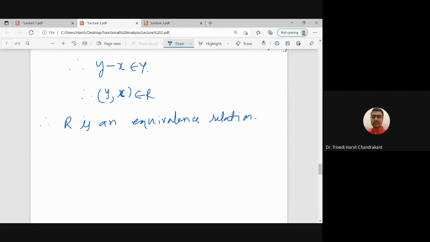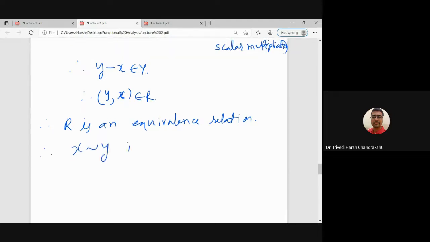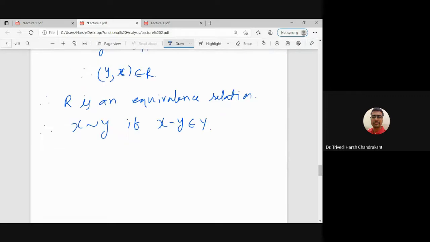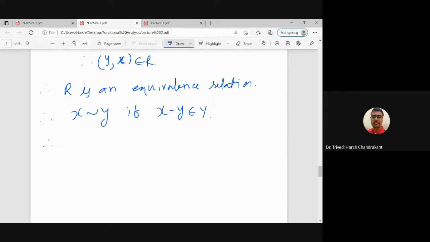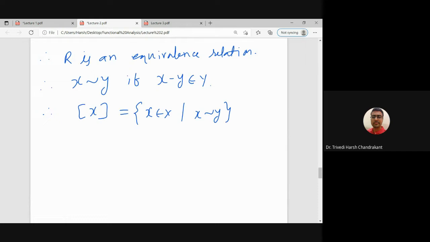And then whenever it is an equivalence relation, we use the notation x related to y if the condition is satisfied. So that means x minus y belongs to capital Y. And then we can define the set of equivalence classes. So here what will be the class of x? So class of x is the set of x1 belonging to X such that x1 is related to x. So what will be this set? x1 belongs to X such that x1 minus x belongs to capital Y.